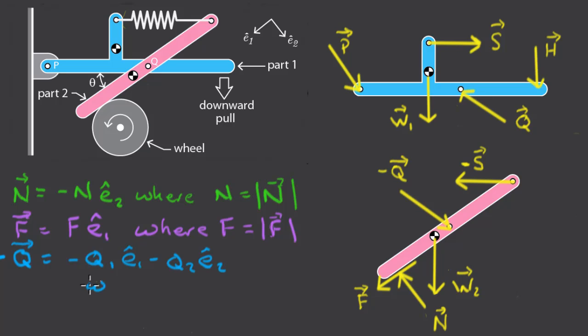So I can say where positive Q, the force acting on part number 1, this is going to be positive Q1 E hat 1 plus positive Q2 E hat 2. Right? So that's how I'm going to decompose that force on the pin. So those are the pretty straightforward ones.